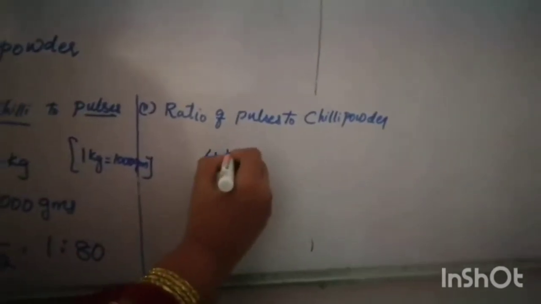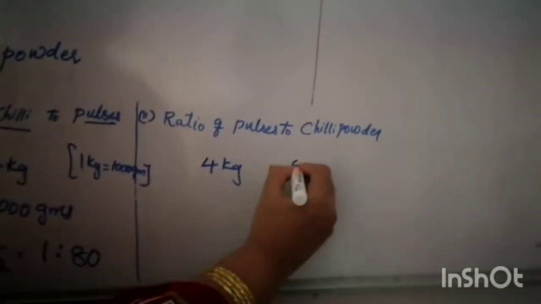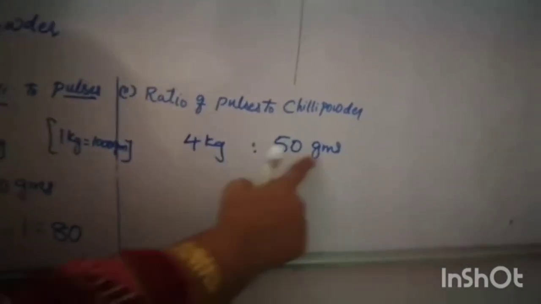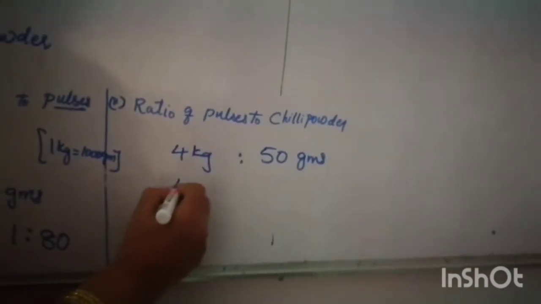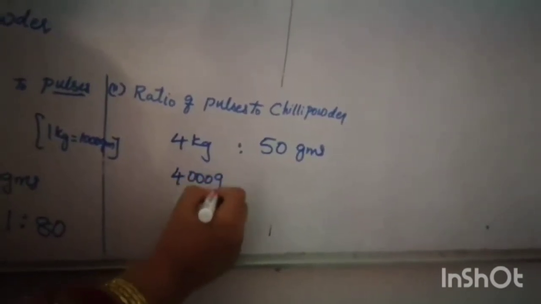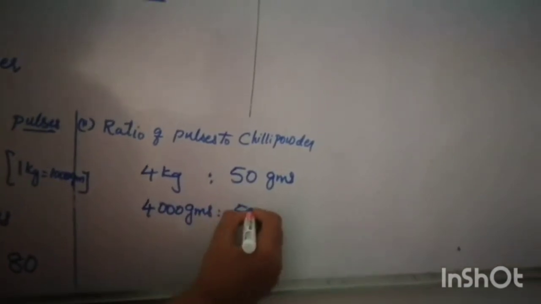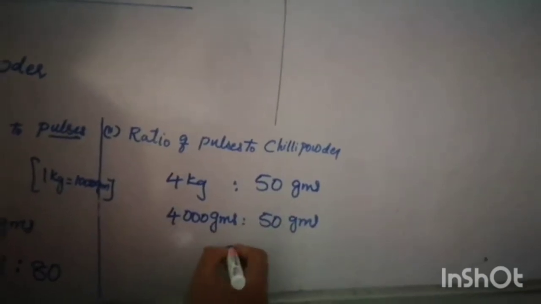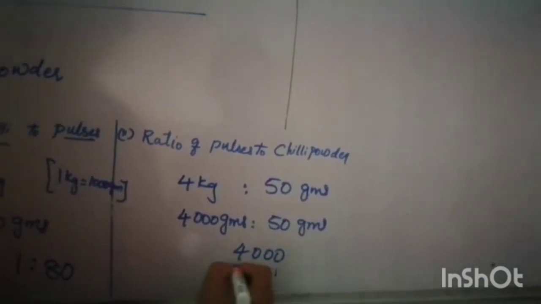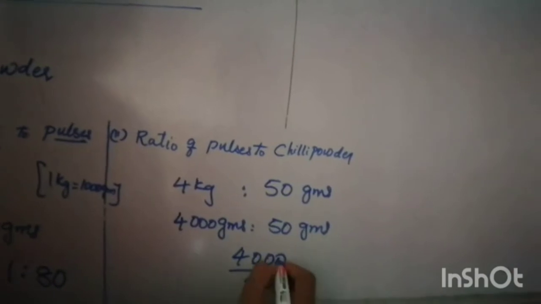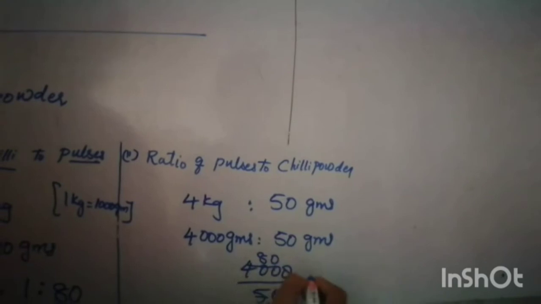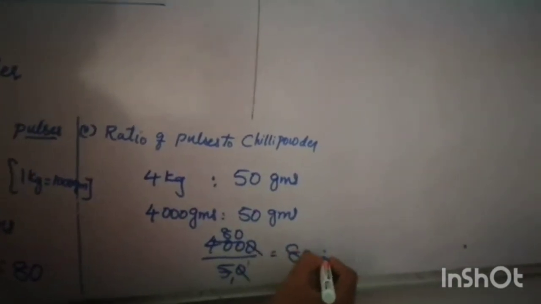4 kgs quantity of pulses, ratio chili powder is 50 grams. Both are not in the same quantity. So convert it. 4 kgs is equal to 4000 grams, ratio 50 grams. Now both are same quantities. Comparing two same quantities by division is called ratio. So divide it, children. Cancel the 0, cancel the 0 up and down. 5 ones are 5, 5 80s are 400. So it's nothing but 80 ratio 1. Is it fine, children? It's very simple.